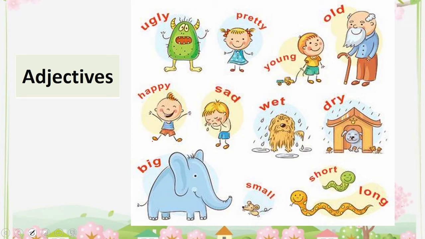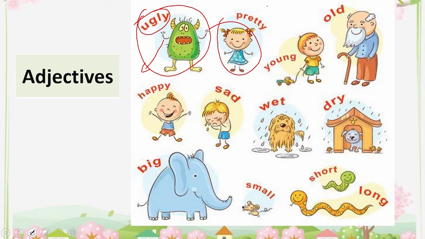It can be both negative and positive. Like ugly, this thing here is ugly. Ugly is what? Yes, an adjective. It is describing this creature or animal here, that it's ugly. The girl here is pretty. The pretty is here what? Yes, an adjective. The word pretty is telling you that this girl here is pretty.